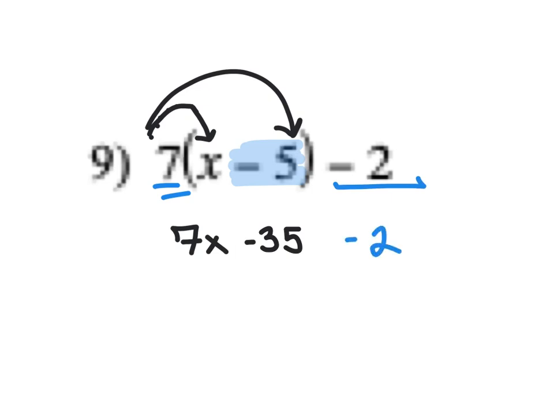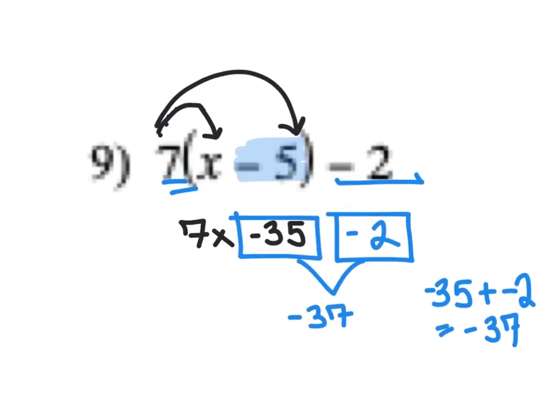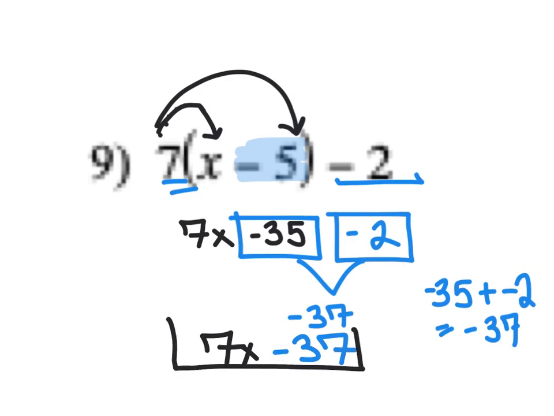Now my only like terms are that negative 35 and that negative 2, so I'll add them together. Remember, same sign, add and keep. 35 plus 2 is 37, and both numbers are negative, so I get a negative 37. So my final answer, when I combine my like terms, is 7 times x, and then that negative 37, which I just write as a minus.